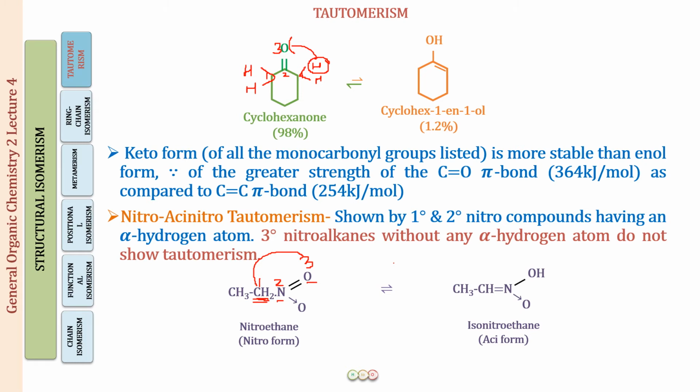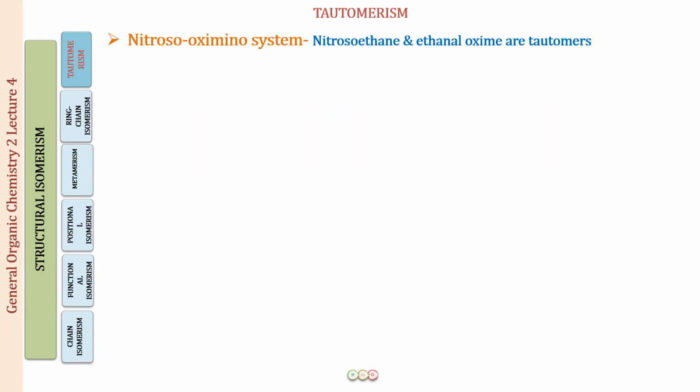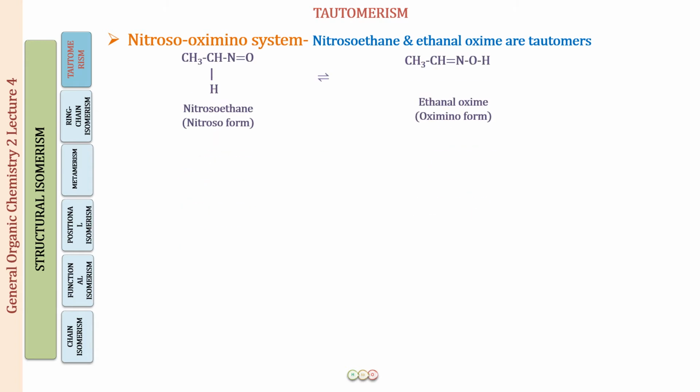So let us see some more examples of a triad system of tautomerism. The next triad system is the nitroso-oximino system, and the name sounds to be a bit difficult, but do not worry. You have to study a lot of organic chemistry. So by the end of class 12, you are going to know all these. What do all these mean? For now, just let us concentrate that we are given some structures and we have to identify whether they are tautomers or not. So the example we are taking is of nitrosoethane and ethanal oxime. The structures now are in front of you. So this is nitrosoethane, where we have a carbon bonded to a nitrogen with an oxygen double bond.